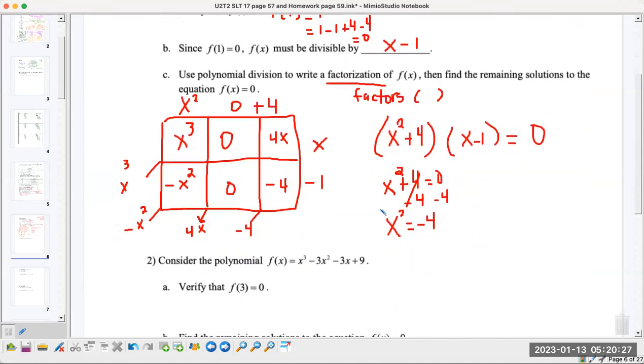And we take the square root of both sides. And we're left with x equals plus or minus the square root of negative 4, which is 2i. All right. Now, when I bring this one down and solve this one, remember, you have to take this as a factor, right? That's what we just learned. It is a factor. x equals 1. So I have my solutions.